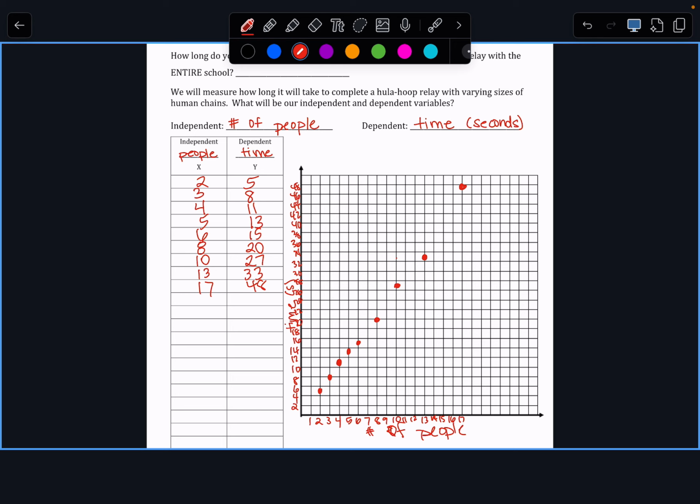Hold on, what did you say? A line. They kind of look like they could be a line. Is it a perfect line? No, but you can kind of see how there's a trend, if you will.